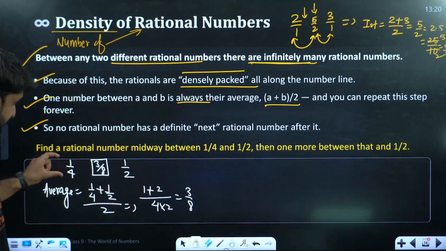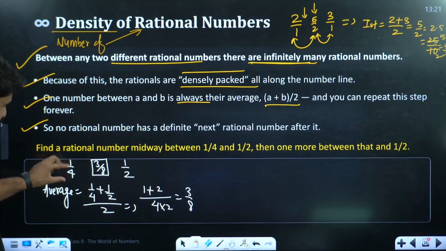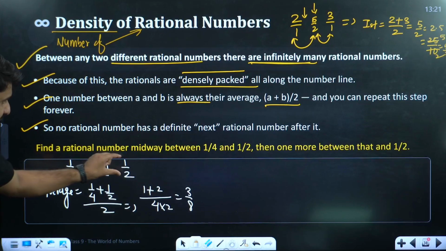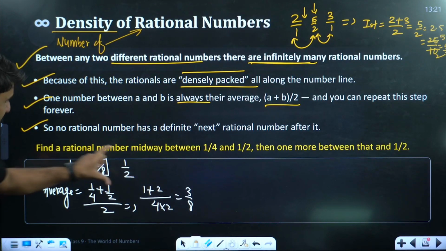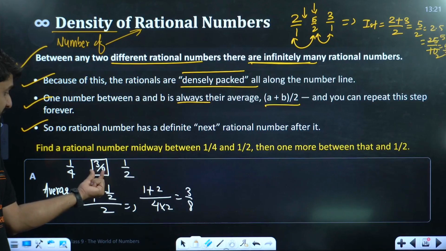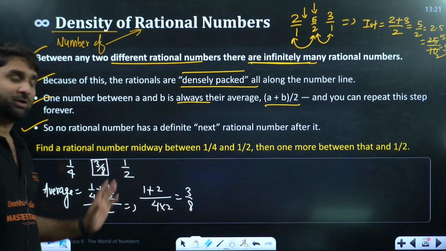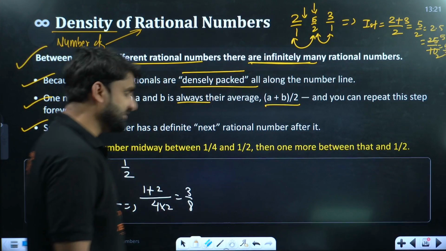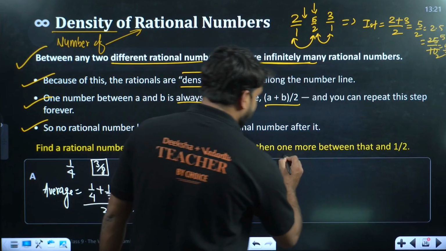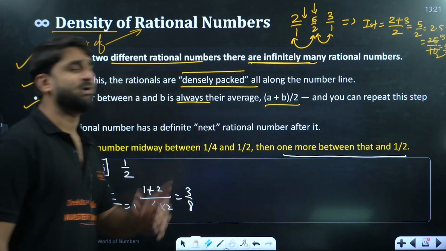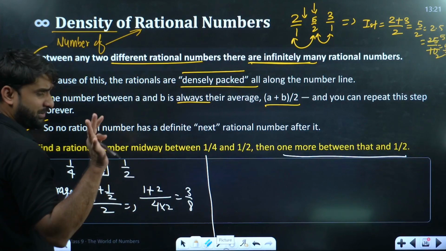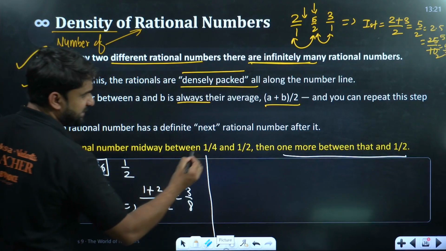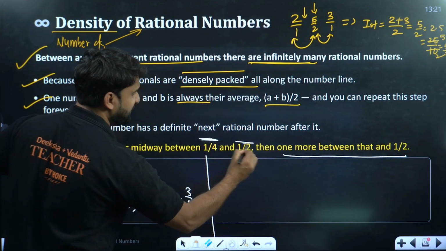You can verify if you calculate the decimal of this value. So 1 by 4 is 0.25, and 1 by 2 is 0.5. So this number will be between 0.25 and 0.5. You can verify this. So 3 by 8 is the answer. Now one more thing. I hope you have understood. The question was asking to find the rational number between this and this first.